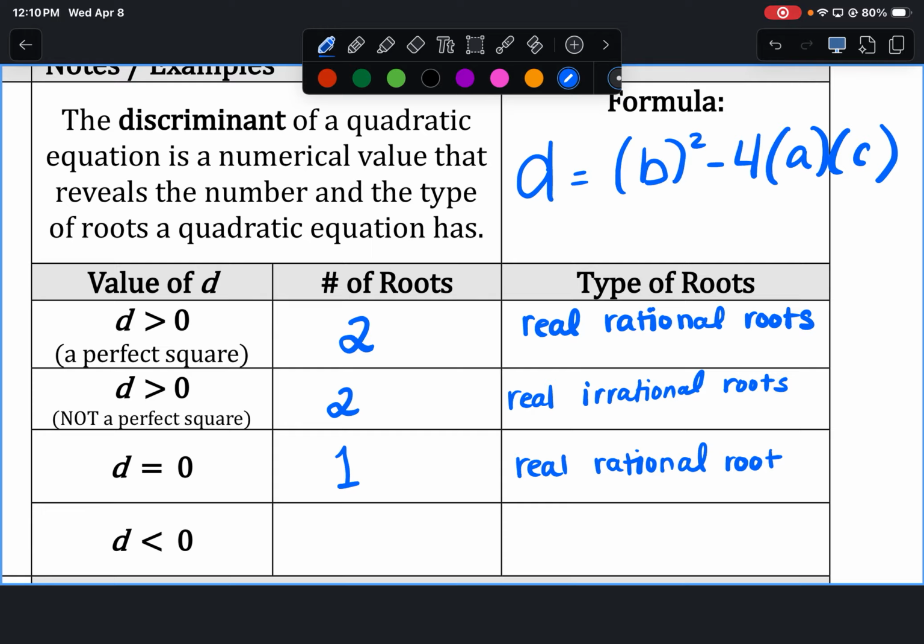So for number 4, is that in standard form? Yes. Okay, so what is our a term? What is our b term? Because there is not a plain old x term. What is our c term? 24.